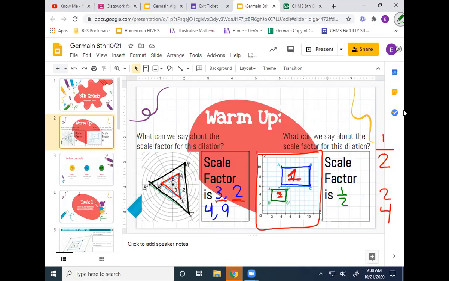Throw some in the chat. Destiny, throw a... Nice job, Tiffany. Nice job, Rashem. So Rashem and Tiffany said the same one. They said 1/3. I love it.